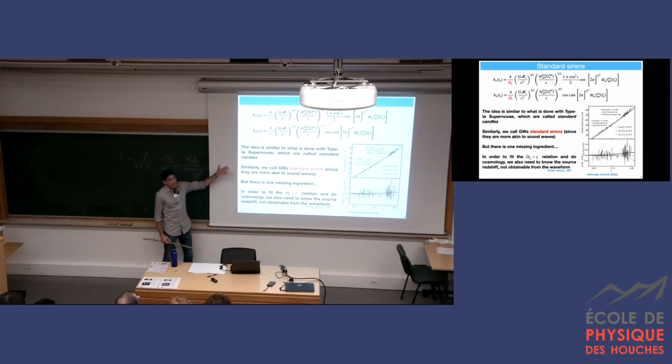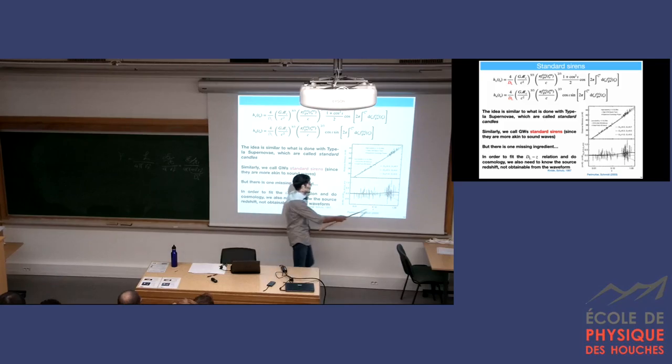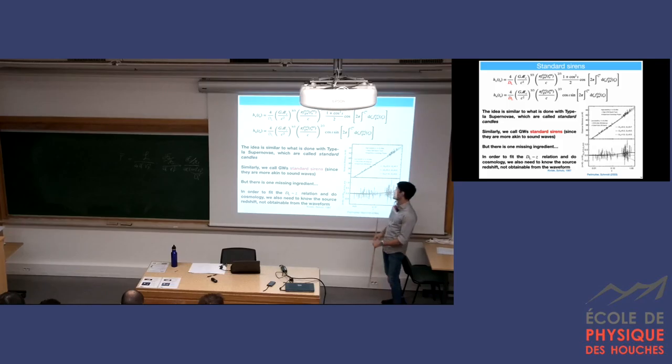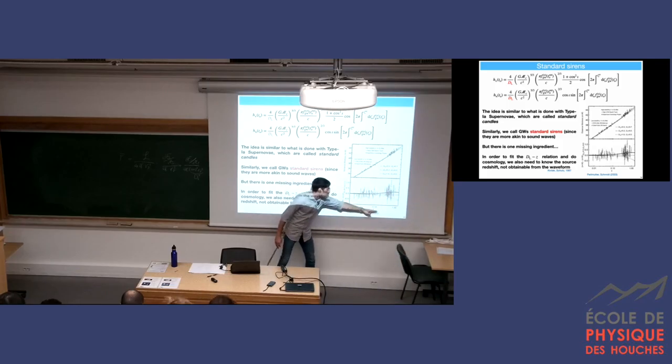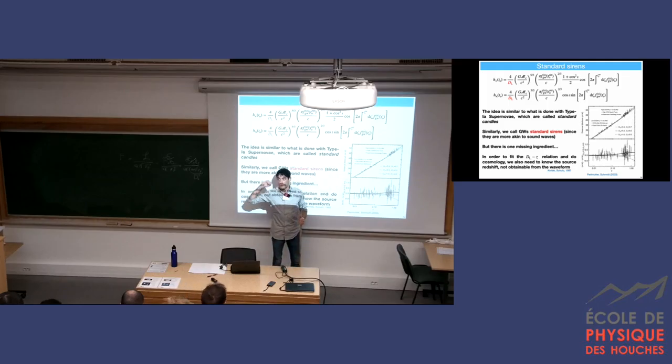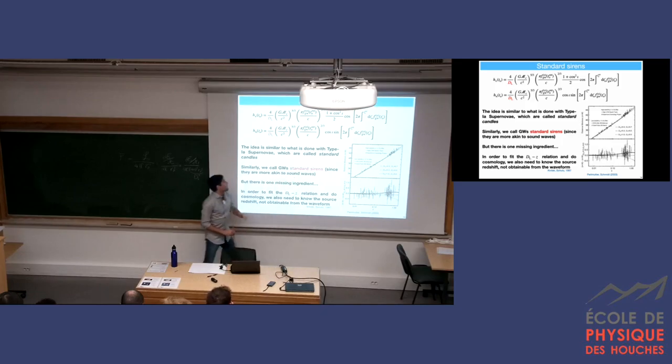The idea is similar to what is done with supernovae 1A. The observables are different, but basically what we want to do is some kind of Hubble plot, where you have the distance modulus as a function of redshift. The distance modulus is just an expression for the logarithm of the luminosity distance. It's basically given by the apparent magnitude minus the absolute magnitude of the object that you observe.